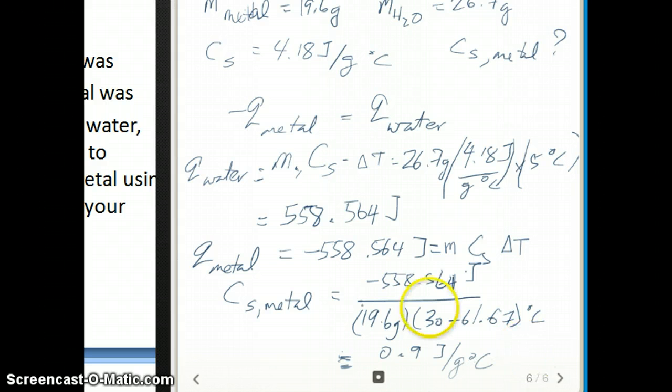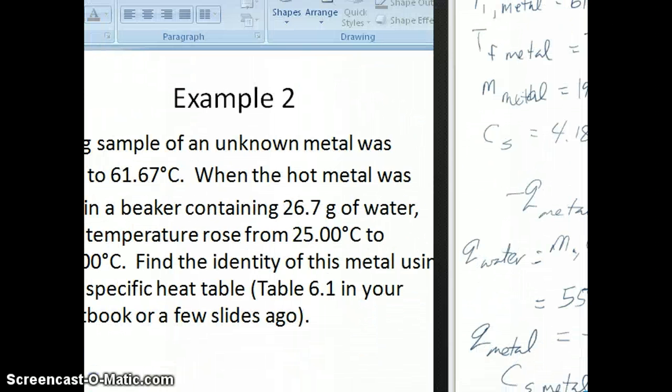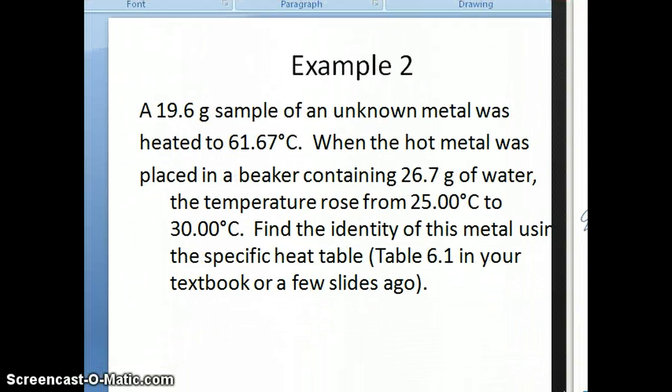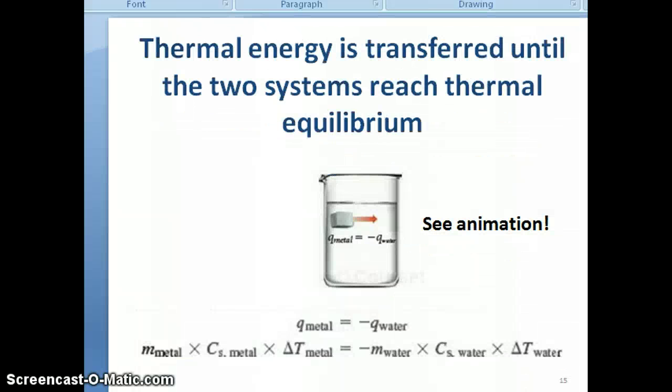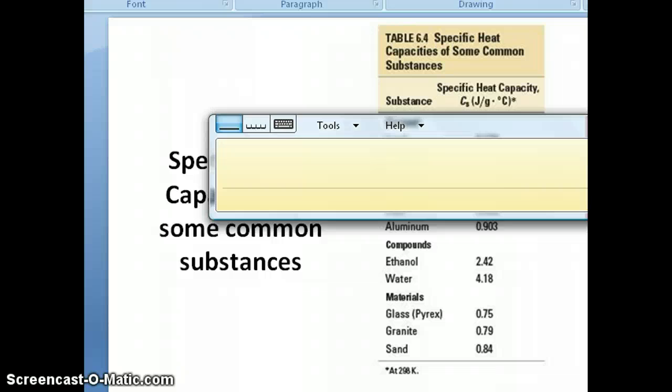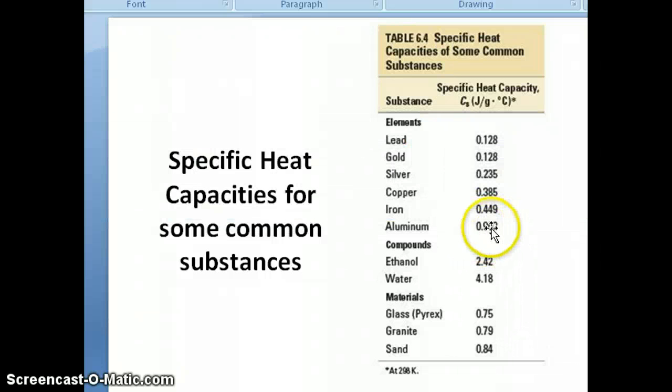And if you look up the table I showed you in the PowerPoint earlier, you go back to the PowerPoint real quick and show you that table, you see that this matches with aluminum, okay? So 0.9. So then the metal in this case is aluminum, is our answer, okay?